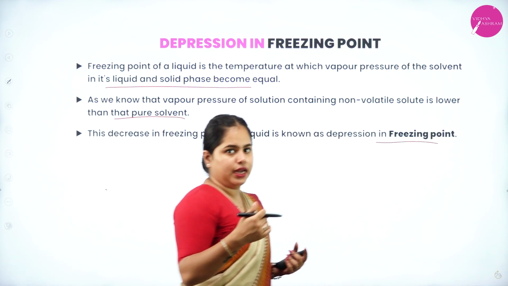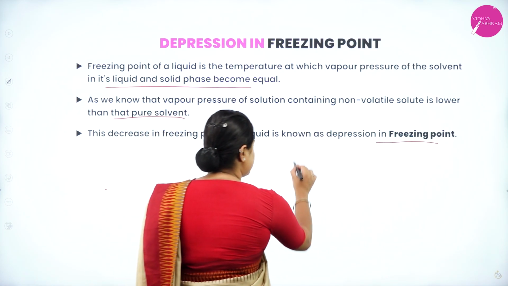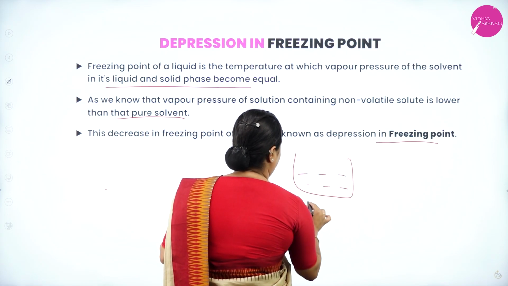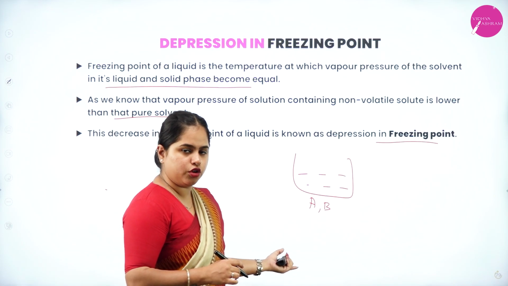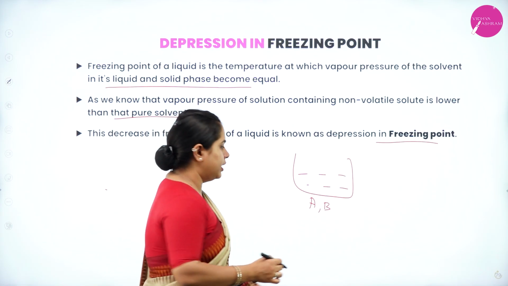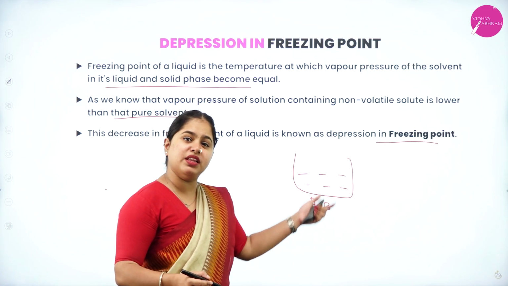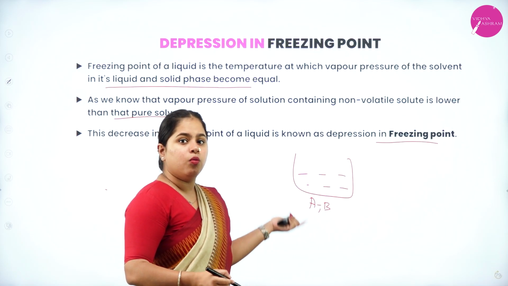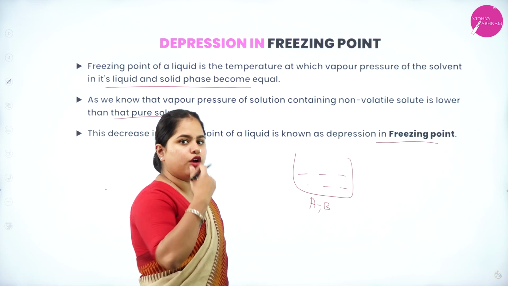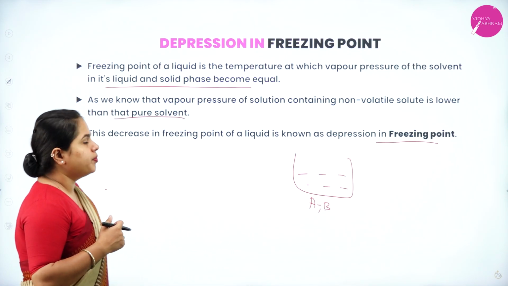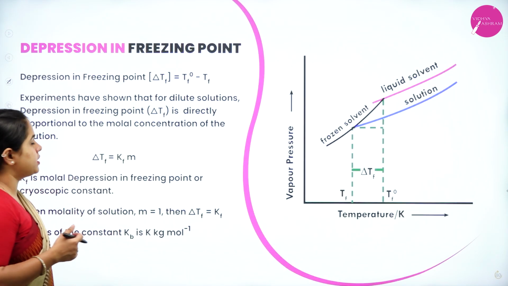So because of that, what happens? Once you have the solution, that is A and B is present, right? Non-volatile solute also we have added. We have AB, that is your solution. What will happen? The vapor pressure is less. Now what happens? The freezing point will be lesser than that of the pure solvent, right? So now let us discuss the equations regarding it.